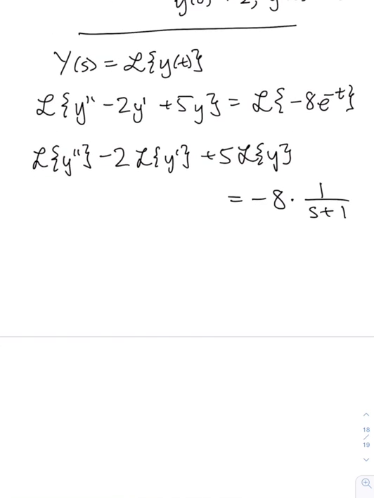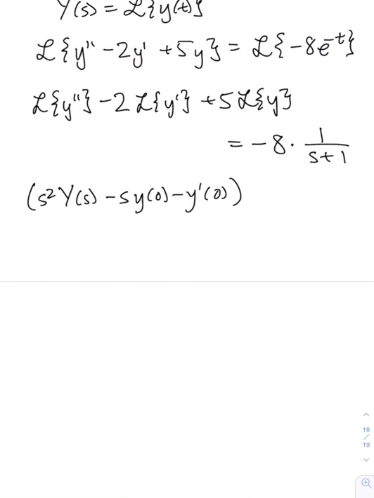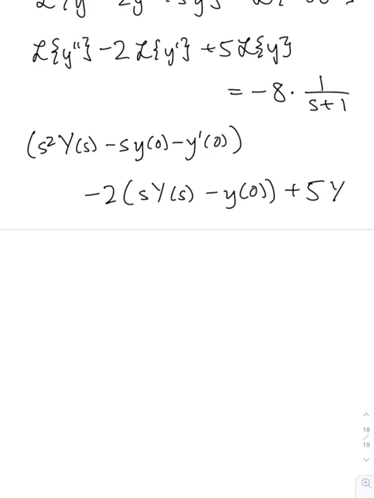And then we're going to use our rules. The rules from table 7.2 are the properties for the Laplace transform of a derivative. So for the transform of y double prime, I get s squared, and now I'm going to use my shorthand notation, capital Y of s, minus s times little y of 0, minus y prime of 0. And then I have minus 2, apply my property to y prime, and I get s times capital Y of s minus little y of 0. And then I have plus 5 times capital Y, and that equals negative 8 over s plus 1.